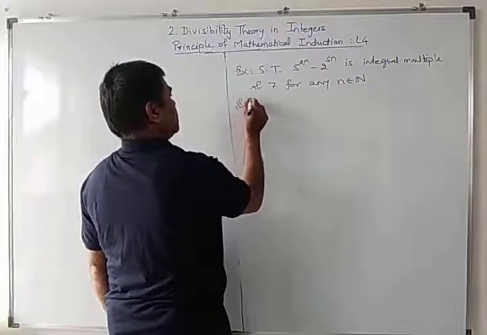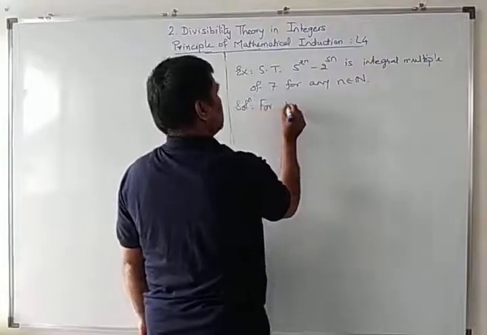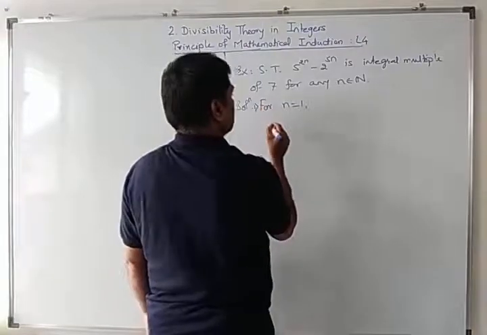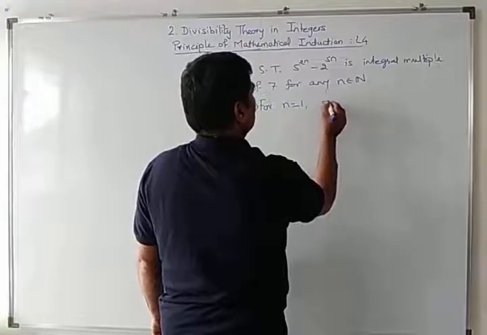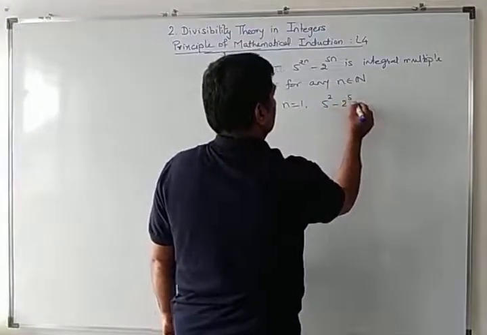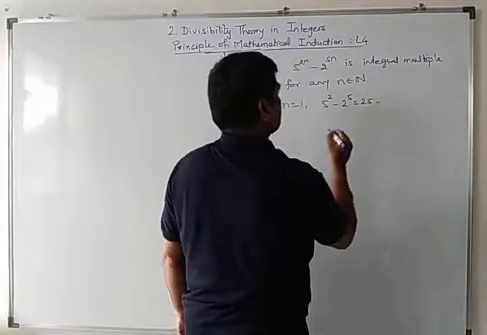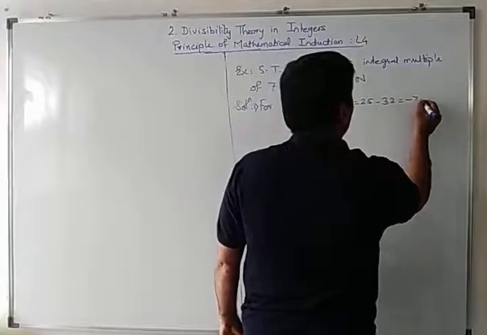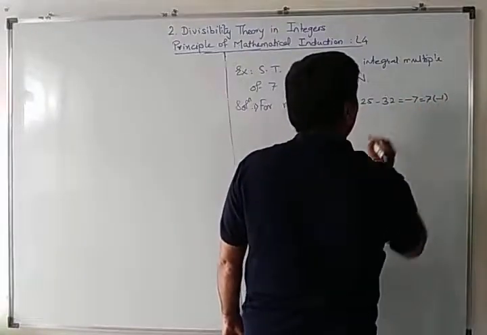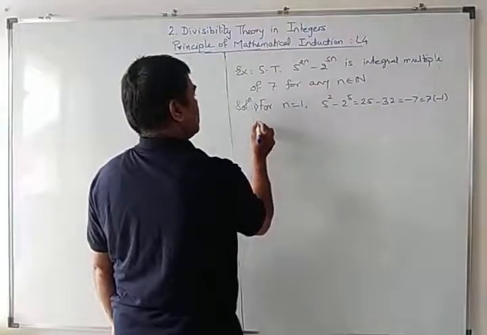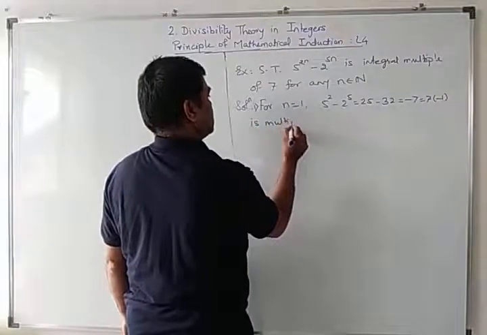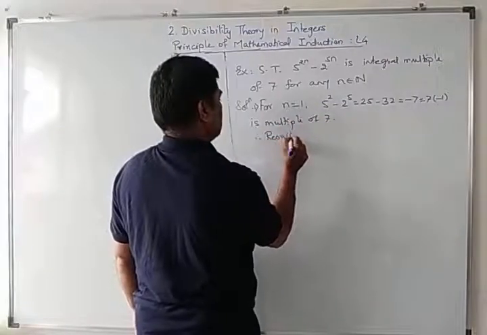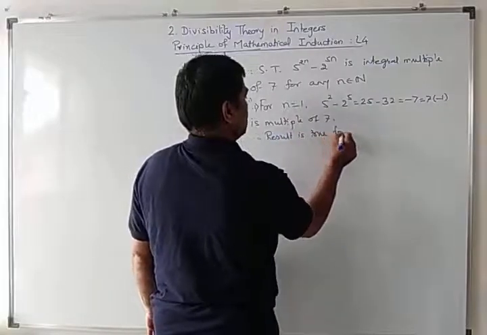Solution: for n equal to 1, so this is the first step. For n equal to 1, 5 raised to 2 minus 2 raised to 5, this is 25 minus 32, which is equal to minus 7, which is nothing but 7 into minus 1, a multiple of 7, and therefore the result is true for n equal to 1.